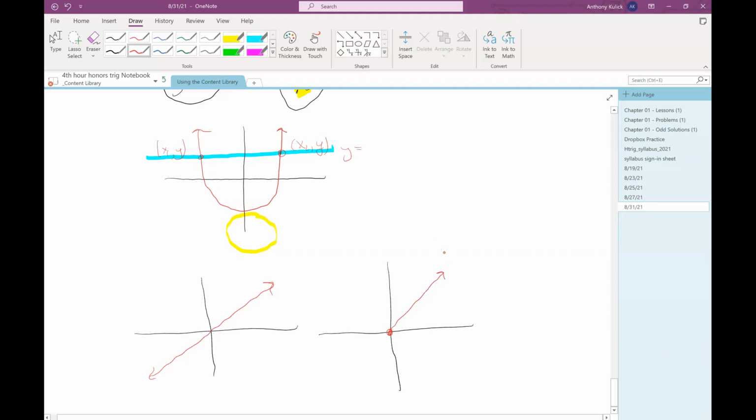This function would be one-to-one, but not onto. Easy to see that there's some y values that aren't used by any point in the function, but the y values that are used are only used by one x value.